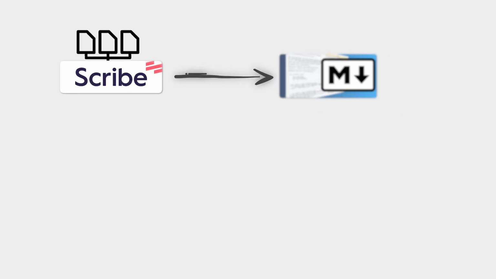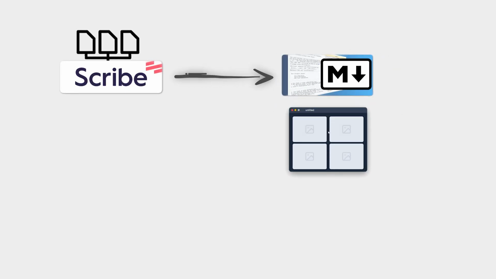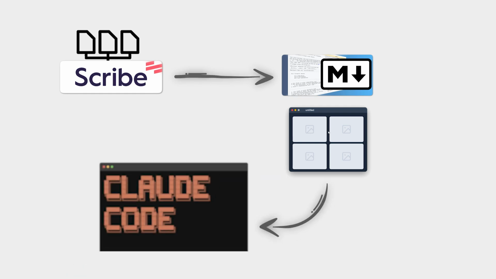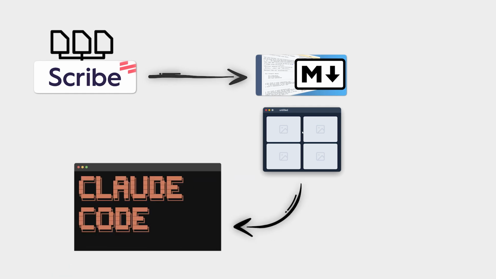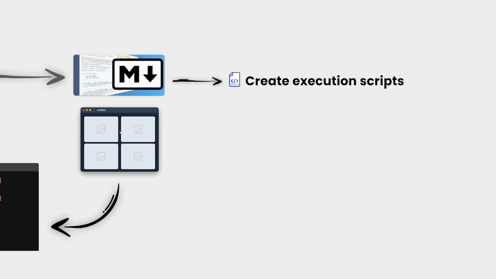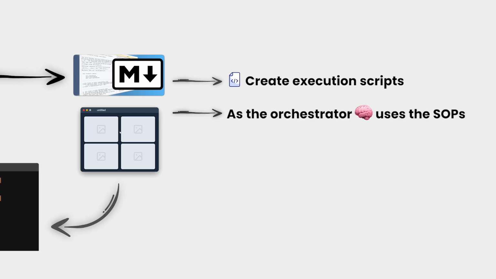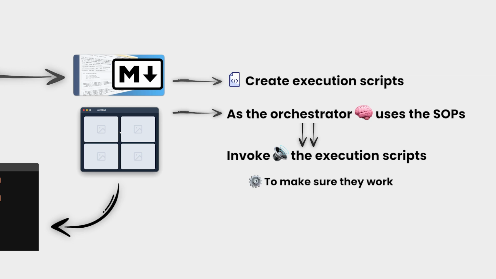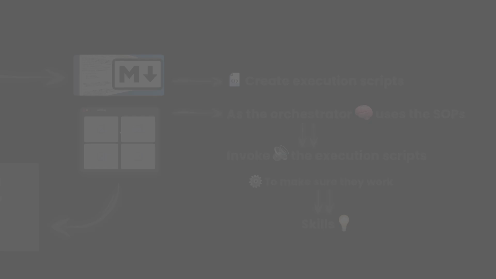So we will take Scribes, export them as Markdown so it can pull the images, and then we basically use Claude Code or whatever agent to create execution scripts. And then the orchestrator uses the SOPs to conduct or invoke the execution scripts, and we test them to make sure they work, then we turn them into skills.